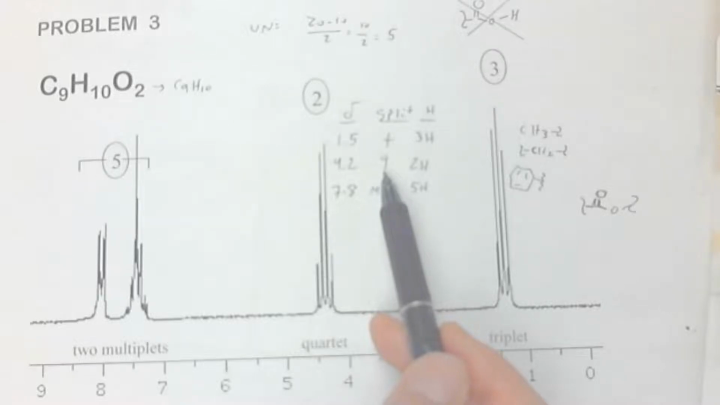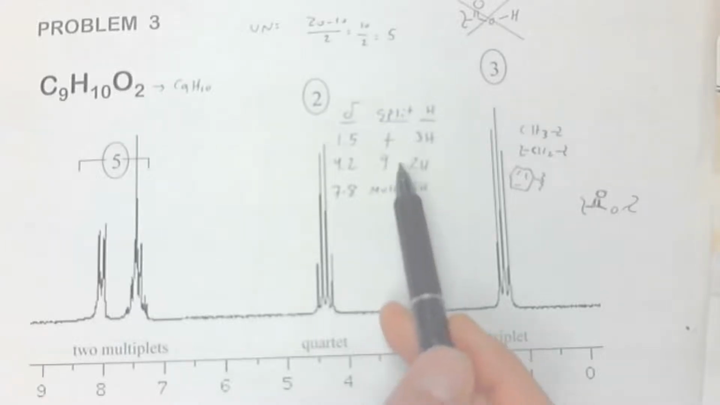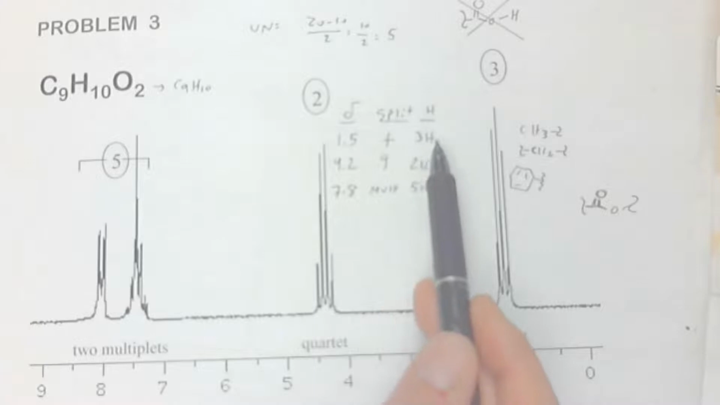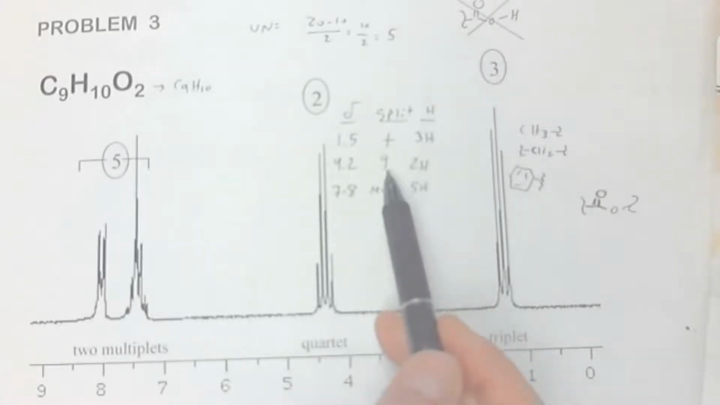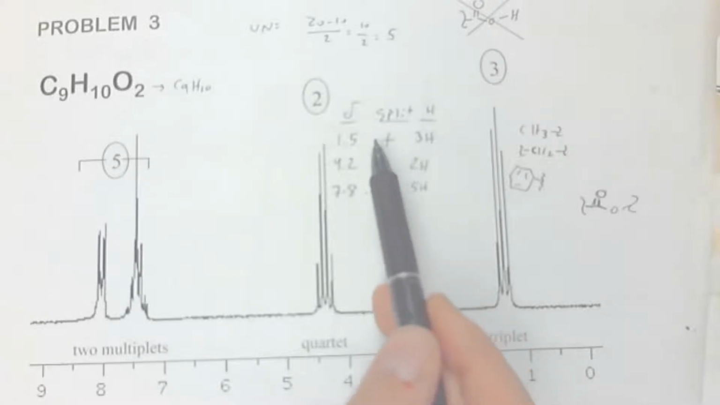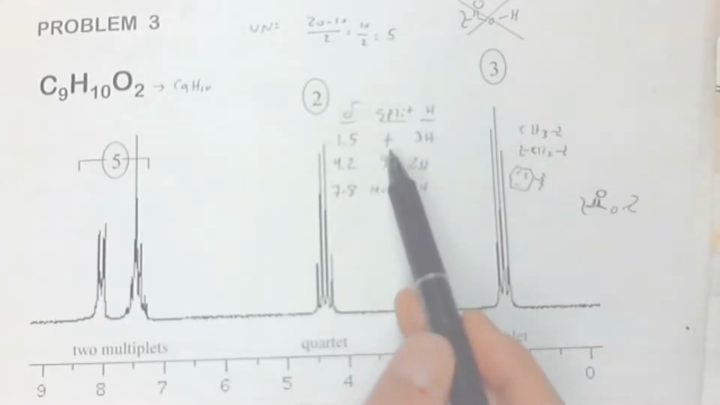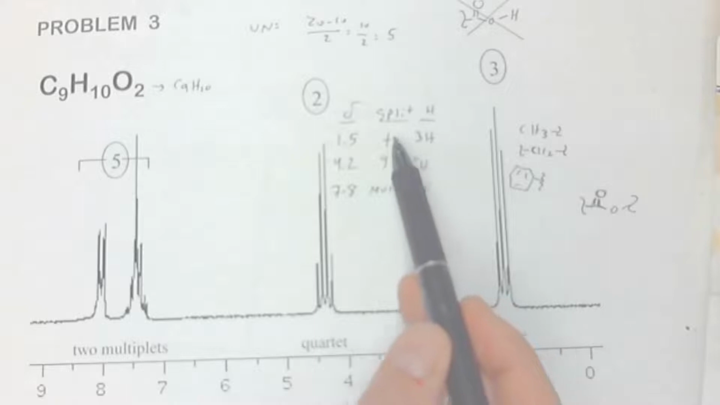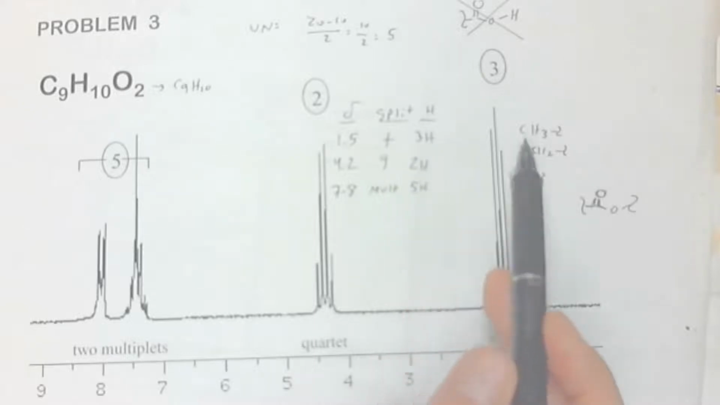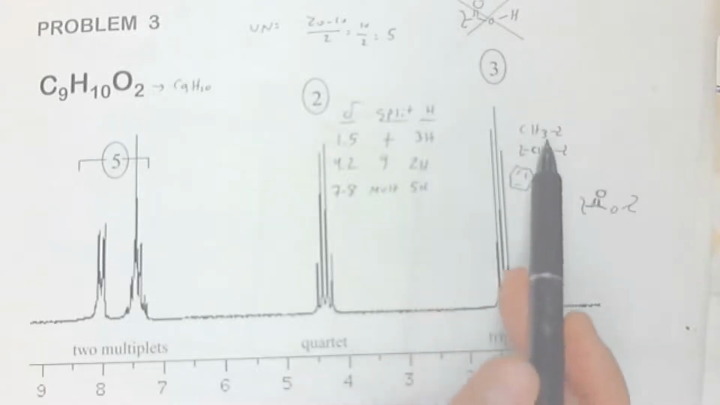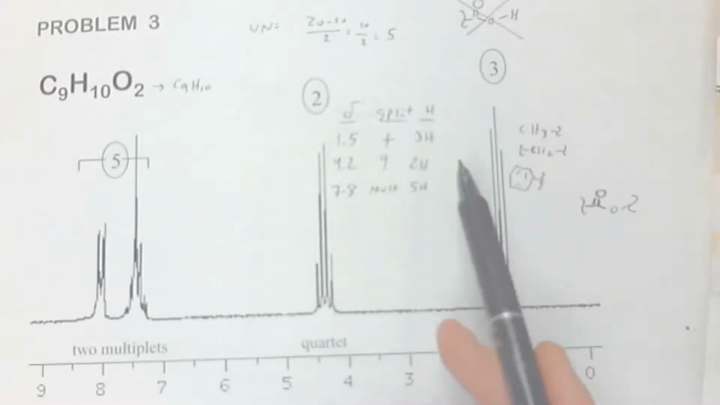Quartet. 3. N plus 1 backwards, right? Quartet is 4 peaks, means 3 neighbors. Oh, wow, the CH2 might be connected to the CH3. Ah, right? Because quartet would be 3 neighbors. And I'm looking at that methyl and I'm like, it's a triplet. How many neighbors would this CH3 have? It must have 2 neighbors. Oh, wow. Okay, now I know the CH3 and the CH2 are connected, right? It's an ethyl group.